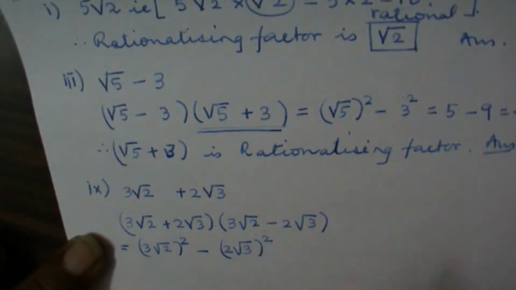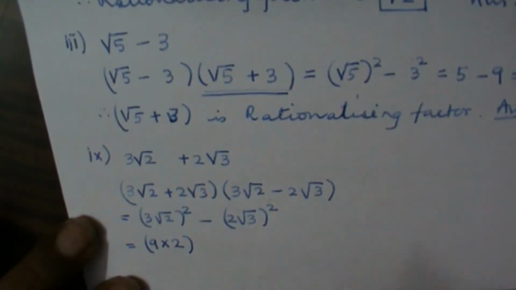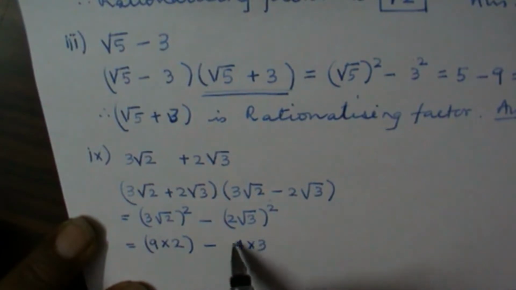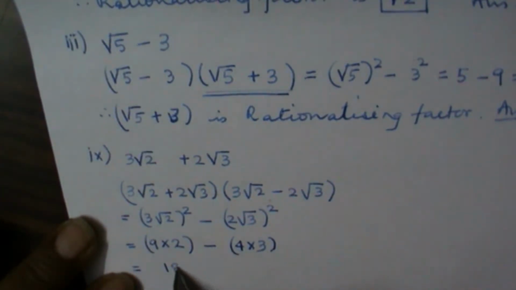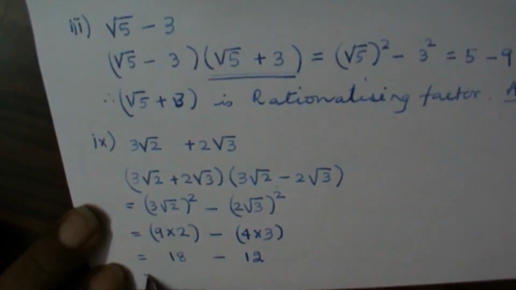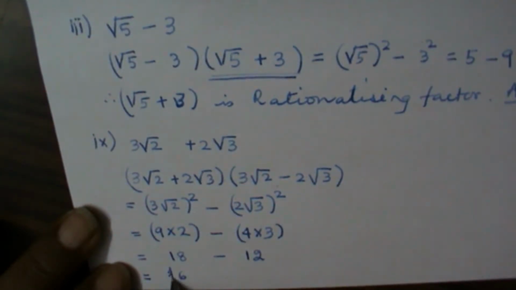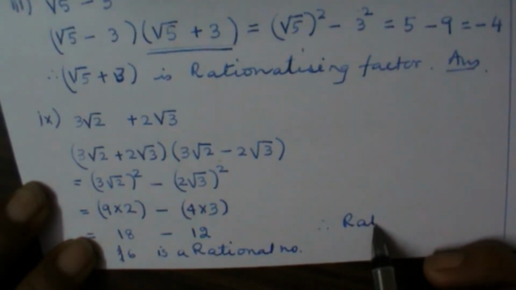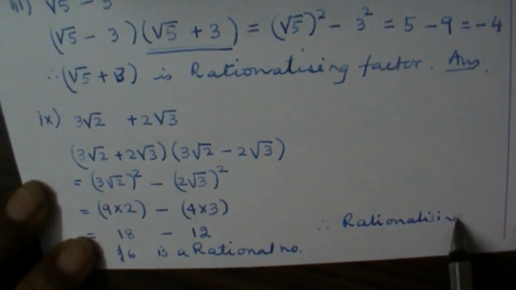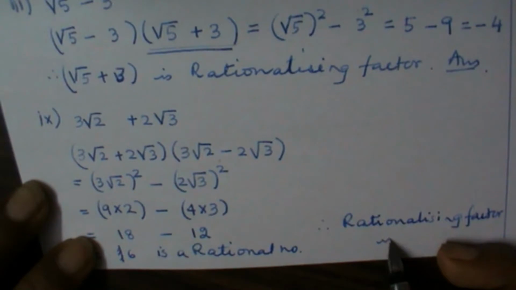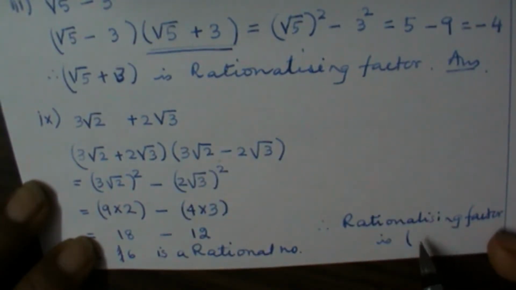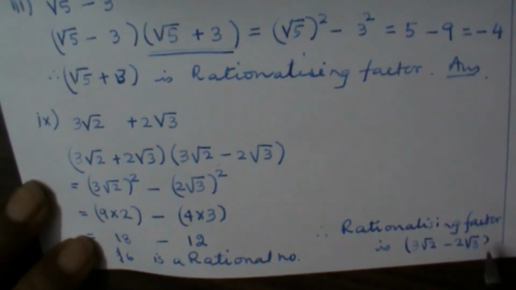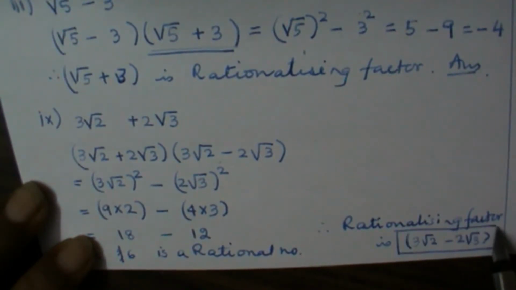2 root 3 whole square, and that gives you 9 into 2 minus 4 into 3, and that gives me 18 minus 12, and that will give me 6, which is a rational number, and therefore the rationalizing factor is this one, which is 3 root 2 minus 2 root 3. And that is your answer.